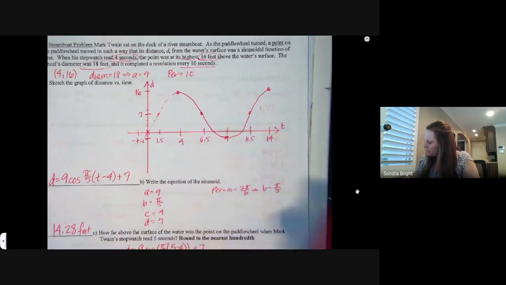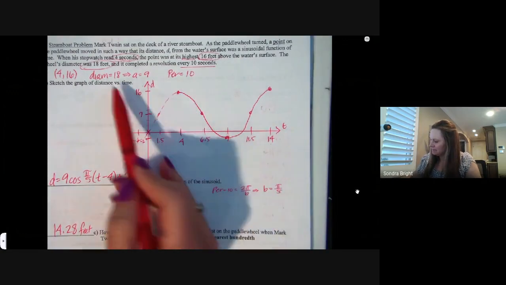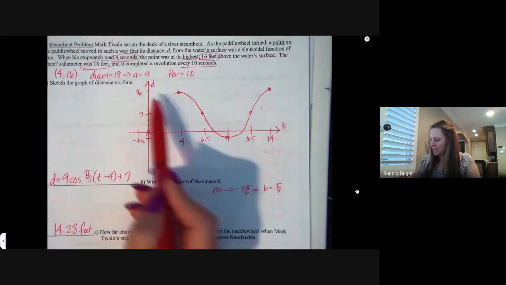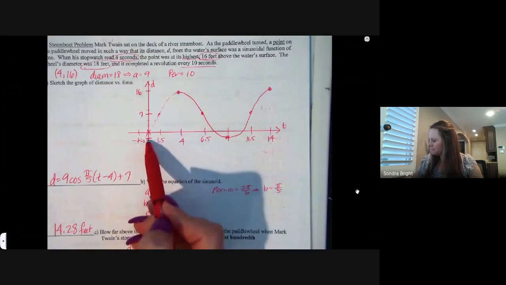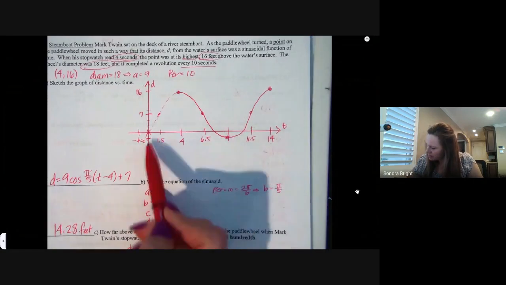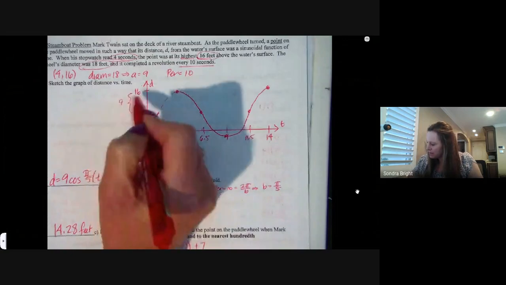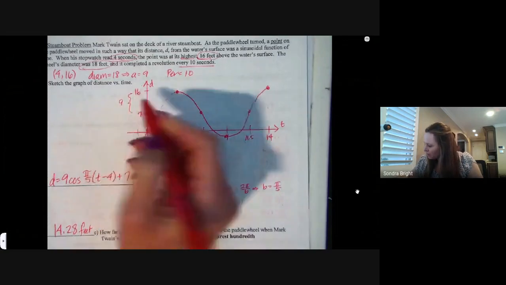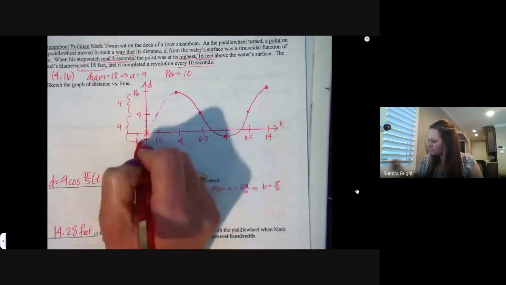Since it went up to 16 and the diameter is 18, 16 minus 18 brings you to the -2. That gives you the lowest value down here. And then 7 is in the middle between. The other way you can do it is your A value is 9. 16 minus 9 will give you 7. 7 minus 9 will give you a -2 value for this y value there.